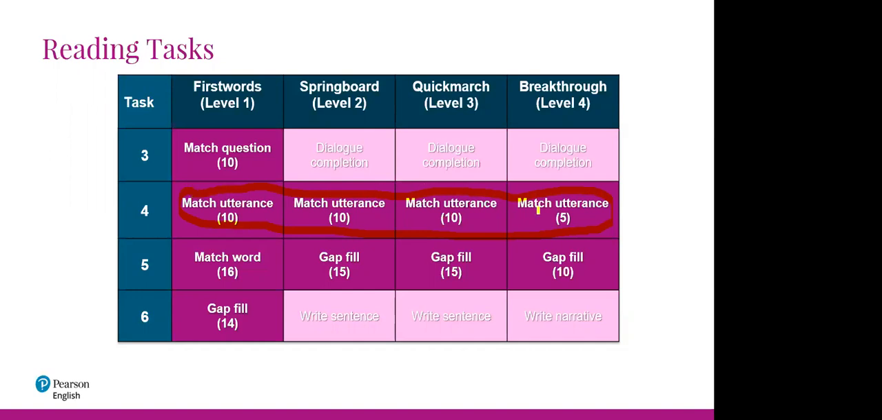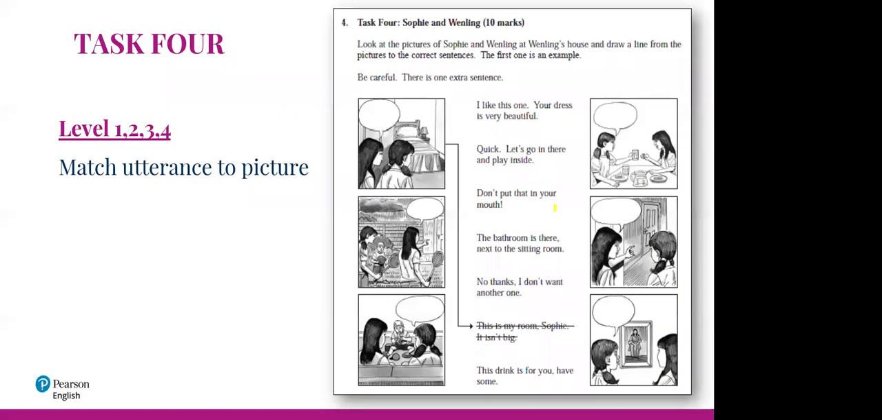The only thing that is a little bit different is the maximum number of score points, which is 5 at Breakthrough, the highest level. So that's the task we are going to discuss right now. And for all levels, this is matching utterance to a picture. As you can see, we have some sentences, some utterances that are to be matched to pictures.